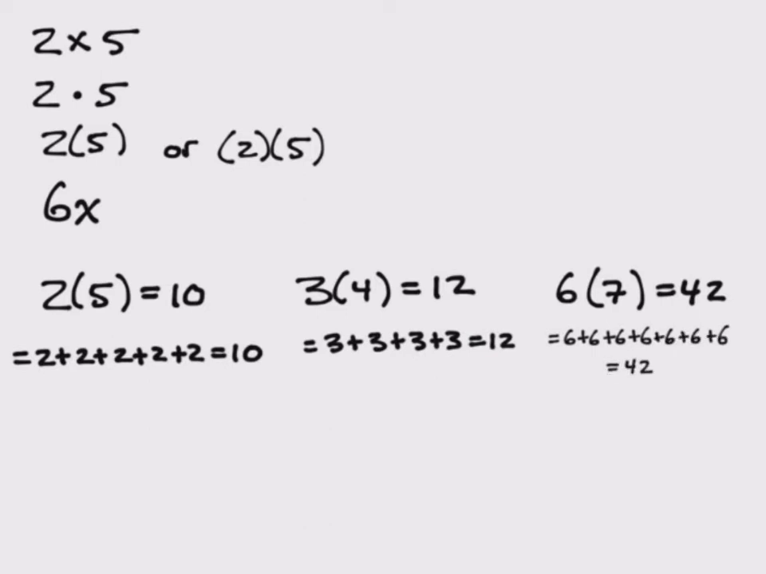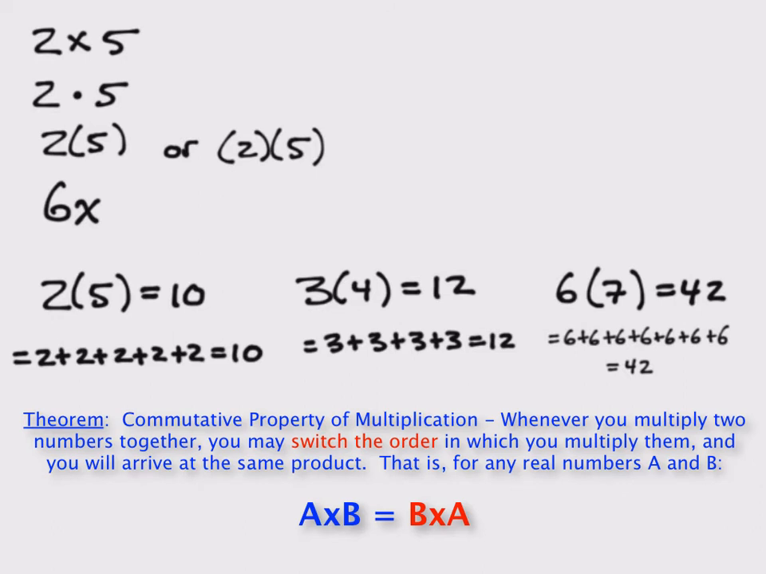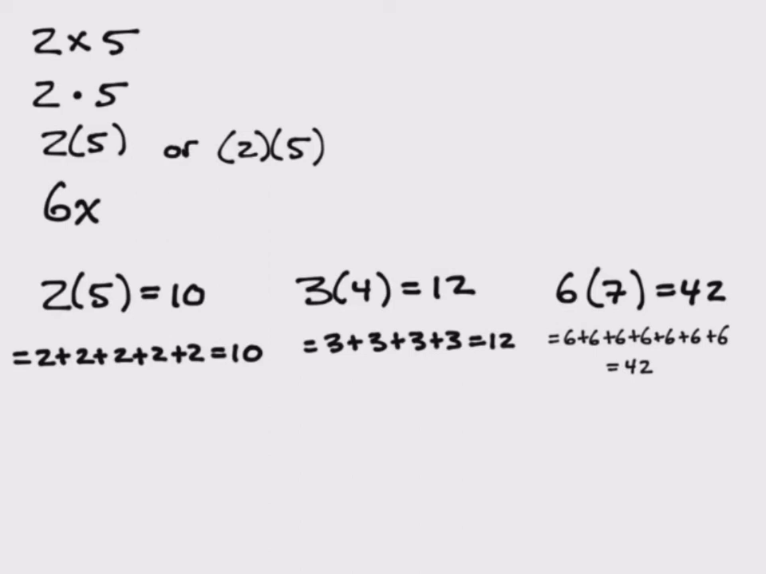Now, one theorem that's really helpful to remember with multiplication is the commutative property of multiplication, which says whenever you multiply two numbers together, you may switch the order in which you multiply them, and you will still arrive at the same product. That is, for any real numbers a and b, a times b equals b times a. So for instance, 2 times 5 is 10, and 5 times 2 is also 10. 3 times 4 is 12, and 4 times 3 is also 12. 6 times 7 is 42, and 7 times 6 is also 42.